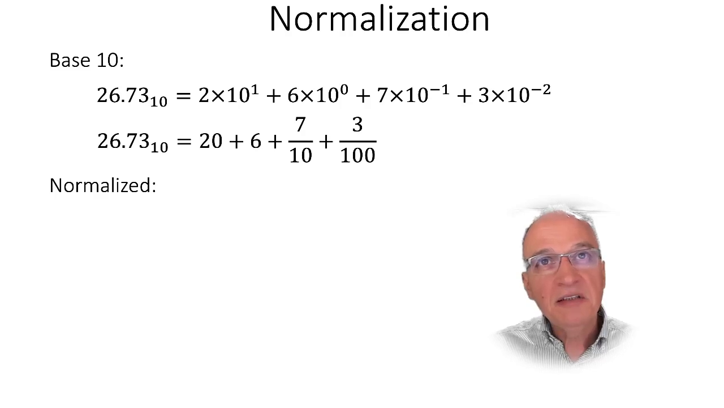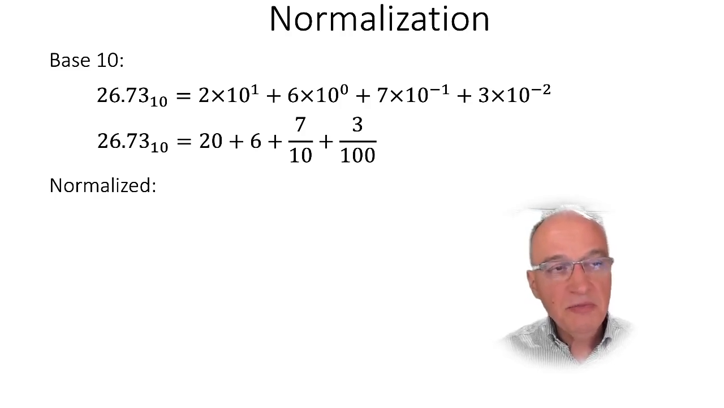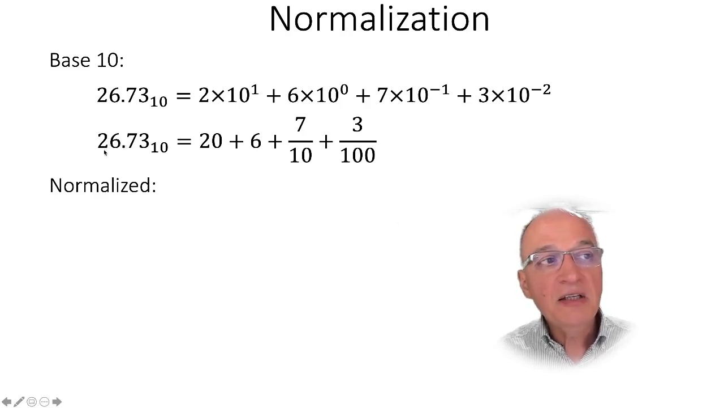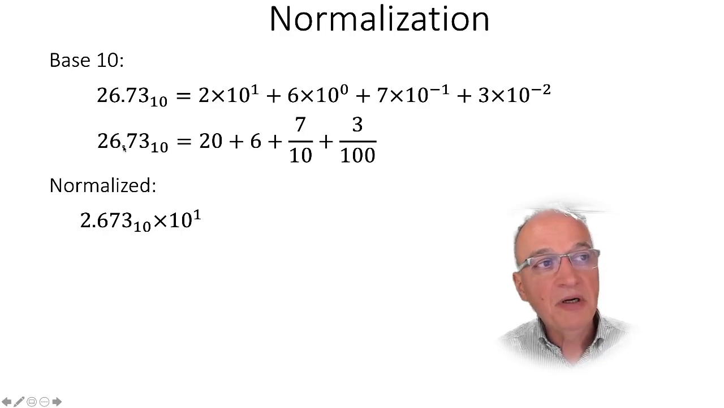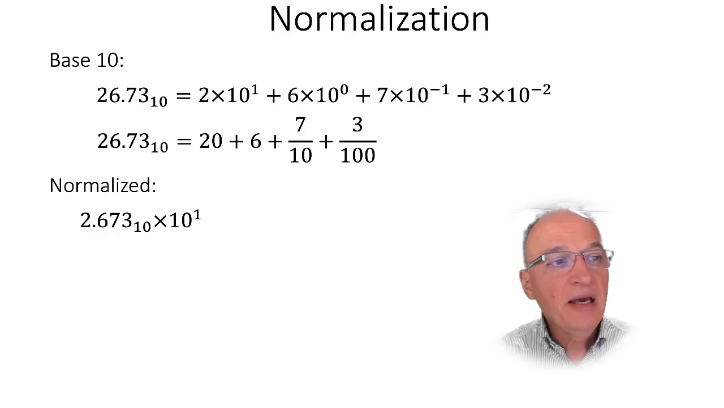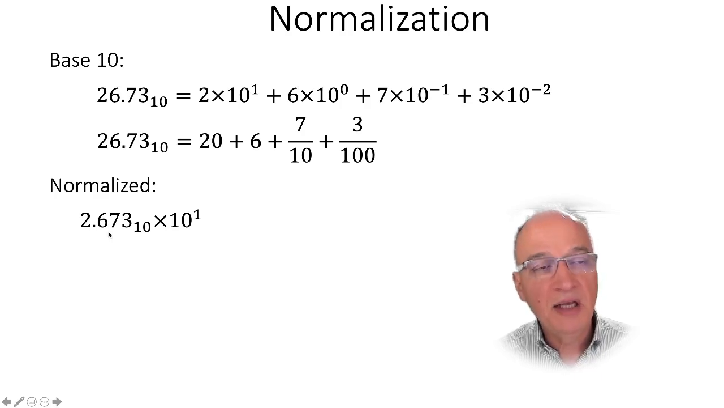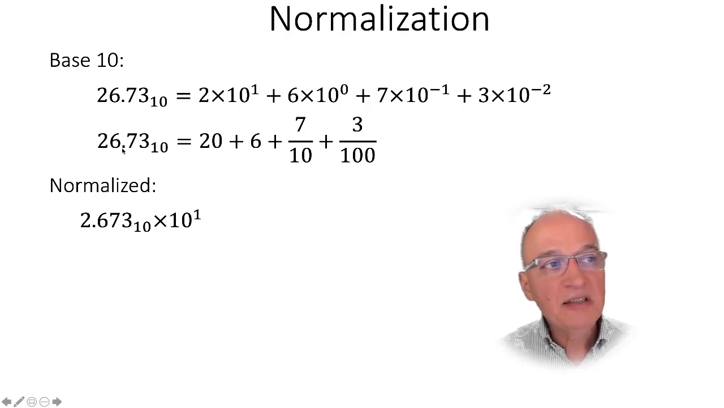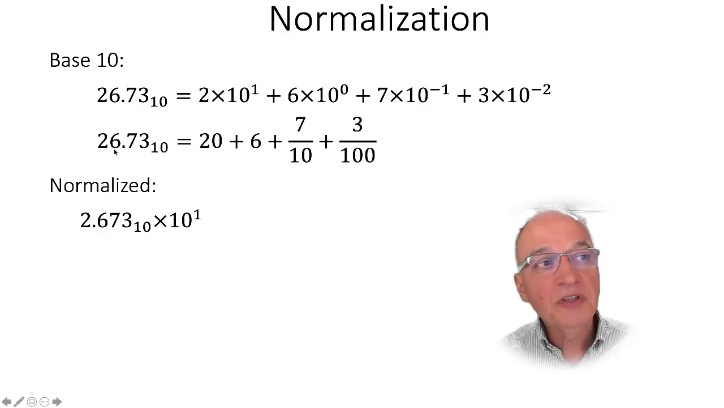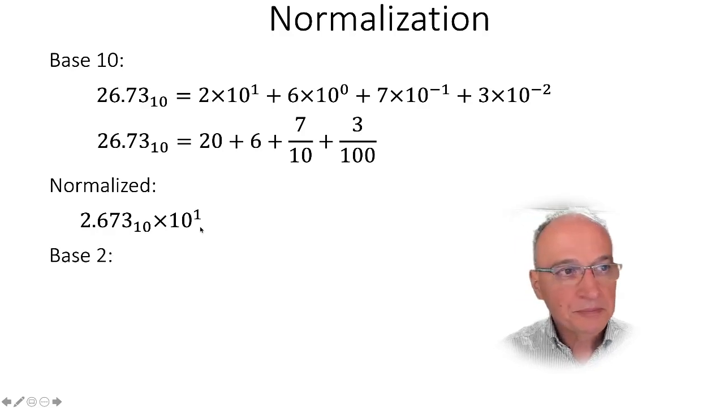If I normalize this number: as expressed, this number is not normalized because the decimal period is not to the right of the first non-zero digit. So if I want to normalize the number, what I need to do is to move the decimal period so that it is after the first non-zero digit of the number, and then I have to indicate how many positions I need to move to denormalize later. In this case, I move the decimal period 1 position to the left. Therefore, I have to multiply this by 10 to the 1.